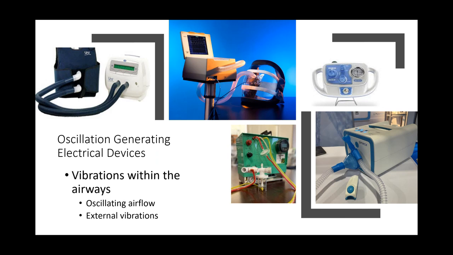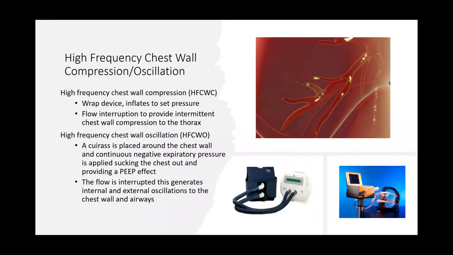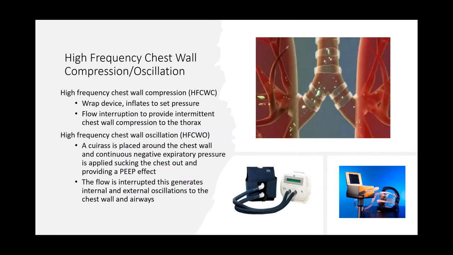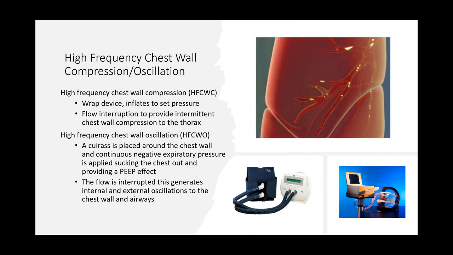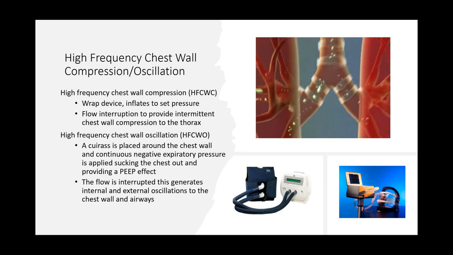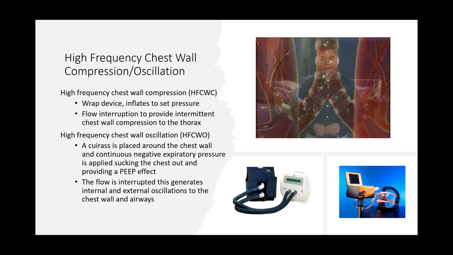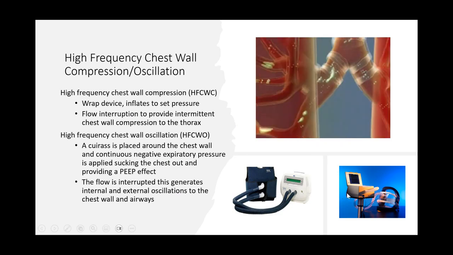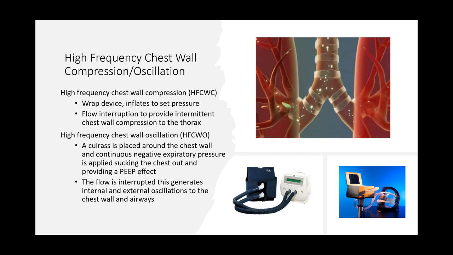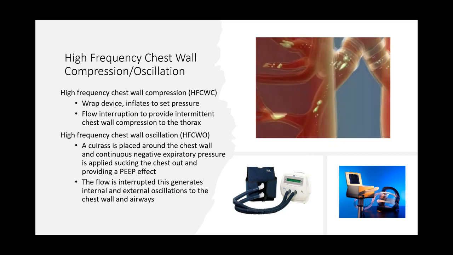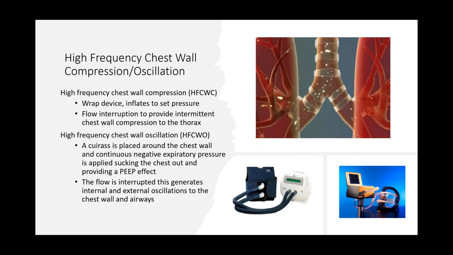So if we look at the devices that are applied to the chest wall, we've got high frequency chest wall compression and high frequency chest wall oscillation. These devices, again, have to be tuned to the patient by working out which frequency is going to optimally move secretions for them, and usually that's something between 10 and 15 hertz. Although there are devices and programs preset within the devices that have been used clinically in certain groups of patients in order to mobilize secretions, and that's one way that you can use them.